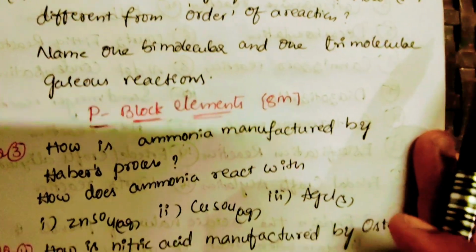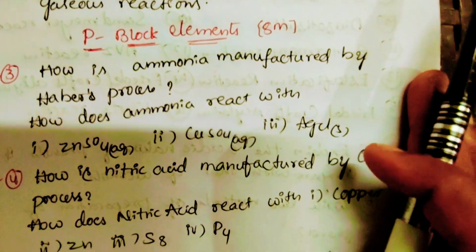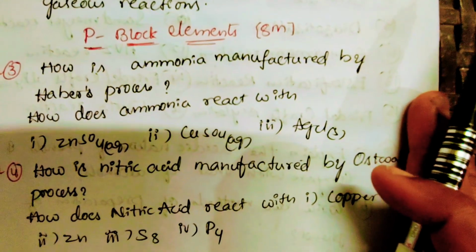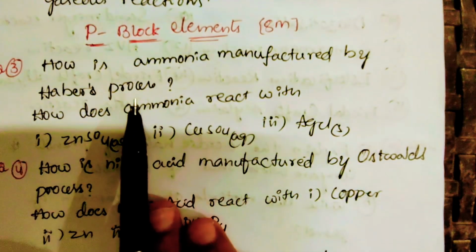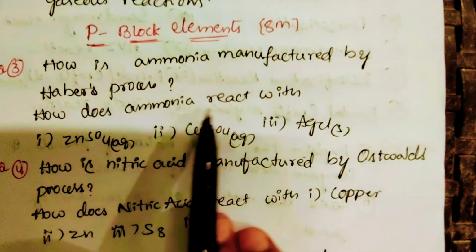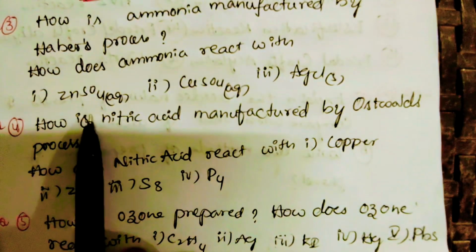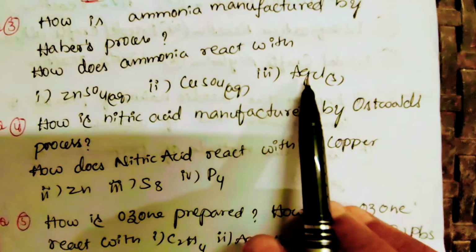Next, you can go to the second lesson, that is p block elements. From the p block elements, regularly they are asking how ammonia is manufactured by Haber's process. How does ammonia react with zinc sulfate, copper sulfate, and silver chloride? This is a very, very important question.